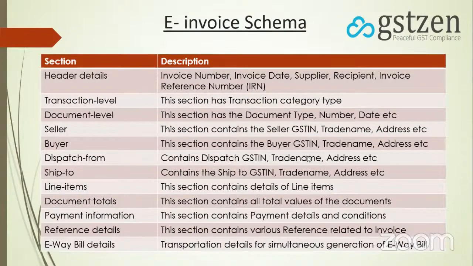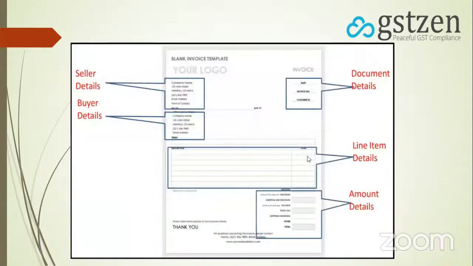So this is the e-invoice schema. It has various fields. Some are mandatory, some are optional. So let me show you which are mandatory. In this image, you can see the mandatory details. So the seller details, that would be your name, GST number, address, PIN code, state.